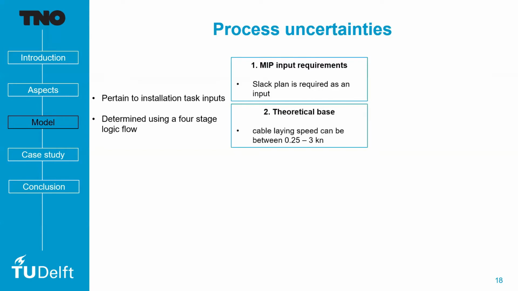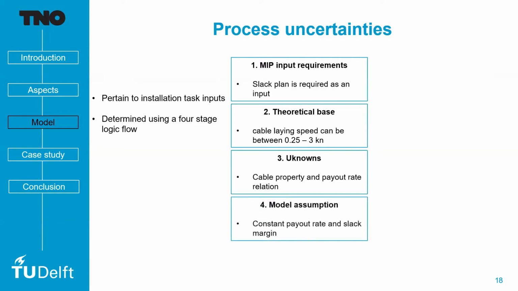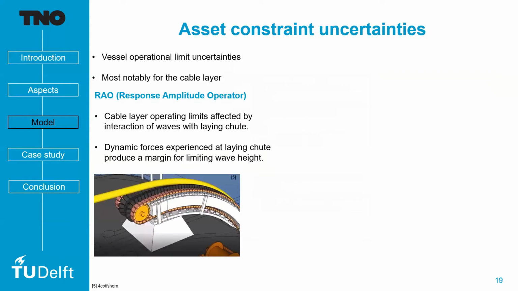So MIP input requirements, the theoretical base is that a cable layer speed is typically between 0.25 to 3 knots. Unknowns, so cable property and payout rate relationship. So the model assumption is there is a constant payout rate, so that means the cable layer is providing your cable at a constant rate, and the slack margin is well defined to guarantee safety. So for the sake of the model to capture the processes accurately, we assume that there is a 10% uncertainty margin over the input value, and this is used for a sensitivity study.